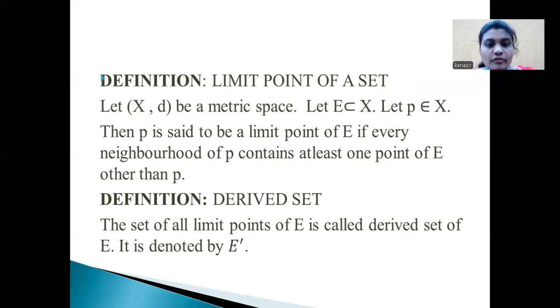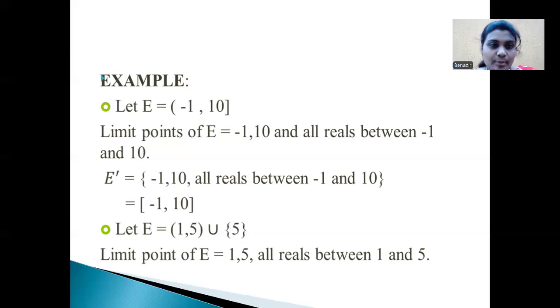Next, definition of derived set. The set of all limit points of E is called the derived set of E and it is denoted by E dash. Example: let E be the interval open at -1 and closed at 10. Limit points of E are -1, 10 and all reals between -1 and 10. Then the derived set E dash is equal to the set of -1, 10 and all reals between -1 and 10. That is equal to the closed interval [-1, 10].